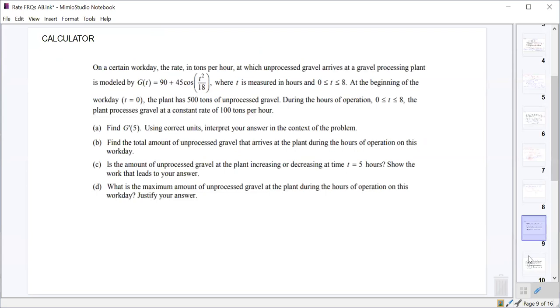All right, and gravel. So we've got gravel arriving, gravel being processed and leaving from a gravel processing plant. It arrives at this rate. It is processed at 100 tons per hour. We want to find G prime of 5. So first off, finding G prime of 5 ought to be pretty easy. You got G of t, just plug in the derivative of this at 5 into your calculator.